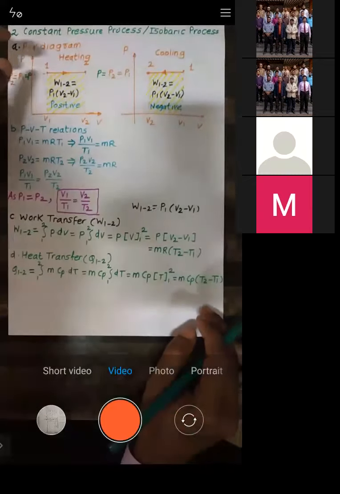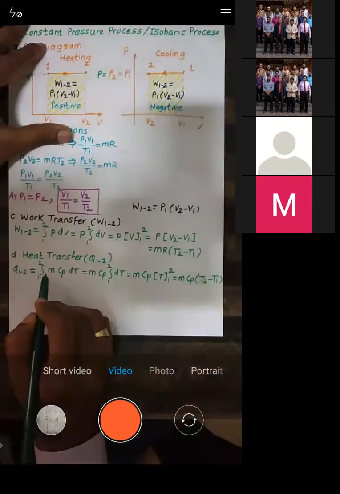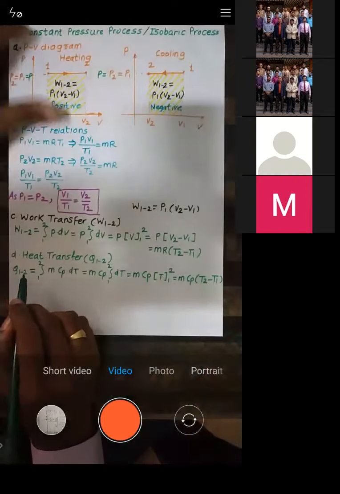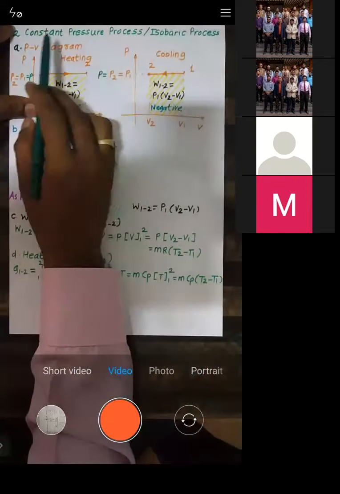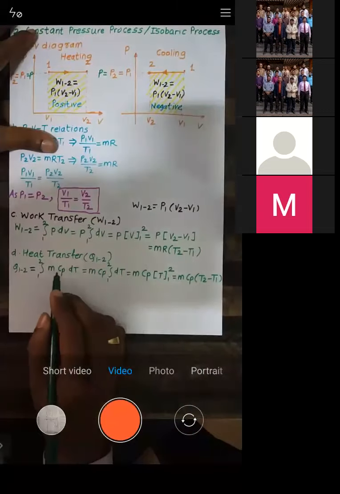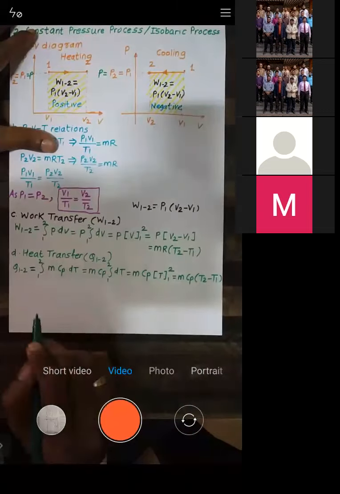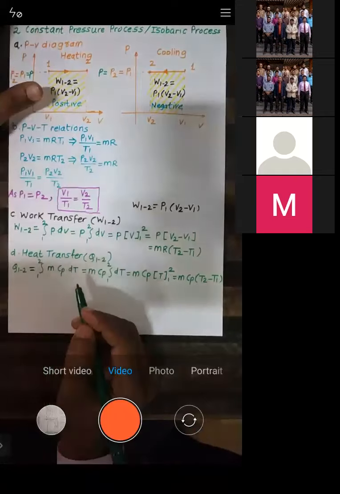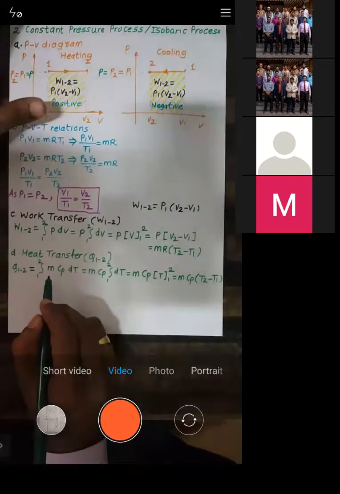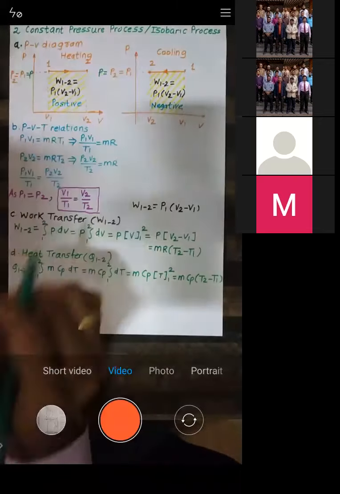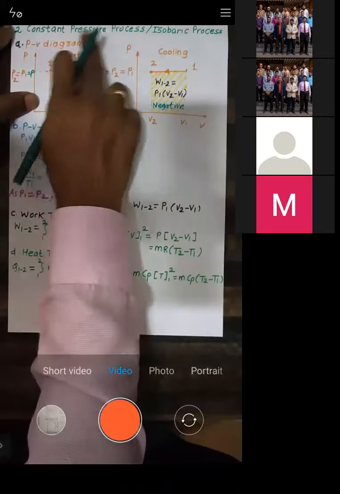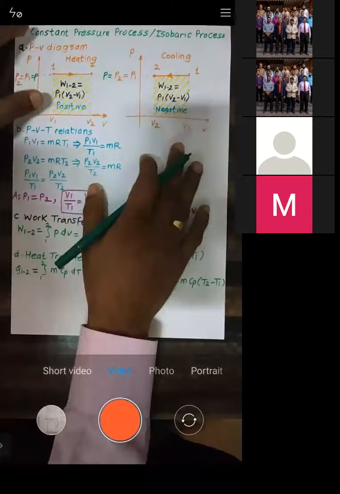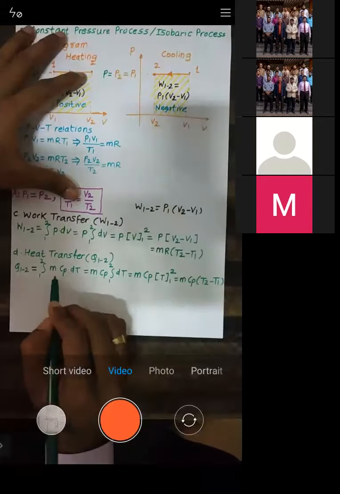Sir, tell me once more. See, what is the formula for heat transfer? Because the heat is transferred at constant pressure, the formula is the integration of mCp dT for the process 1 to 2. Now mass is constant, because this process belongs to a closed system. What is the meaning of closed system? Mass is constant. So I will take the mass out.